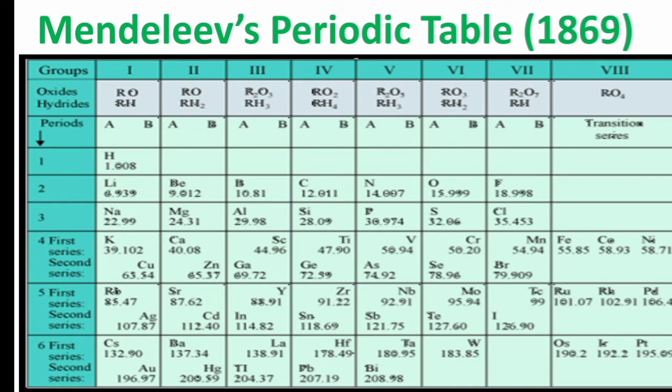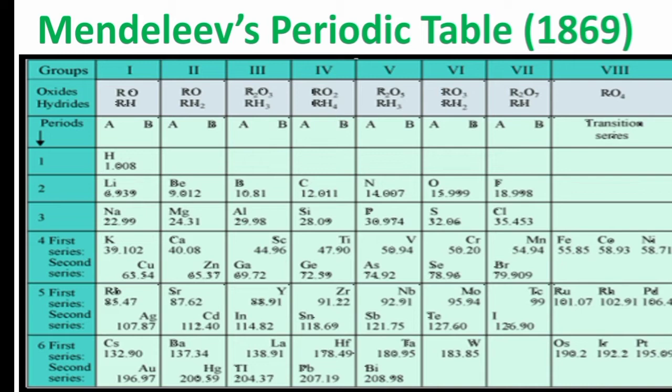Now, the structure of his table. Vertical columns he named as groups, and horizontal rows as periods. The gaps in this table were his predictions. Now you can see there are certain gaps there. So he had some predictions, and he was very smart. He knew that some new elements would be discovered in future. So he had some future plans also for the elements that could be discovered later on.